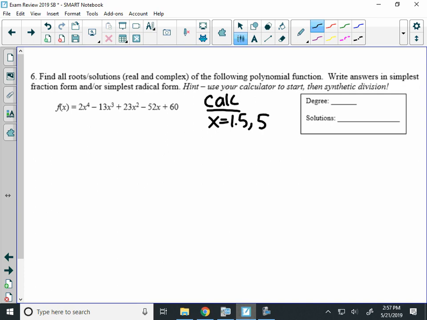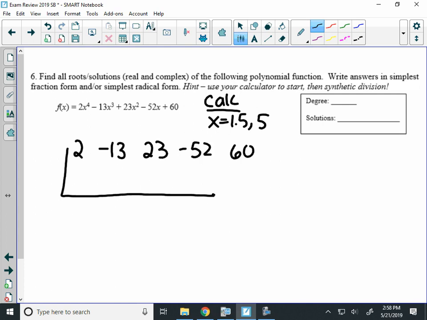Now remember, doing the synthetic division here not only proves to us that those are roots, it also allows us to lower the degree of the polynomial so that we can solve for the other roots. All right, so we're going to start with synthetic division. It does not matter which root you do first. So I'm going to have 2, the coefficients, -3, 23, -52, and 60. Now I'm going to do 5 first just because it's a whole number and that's a little bit nicer.